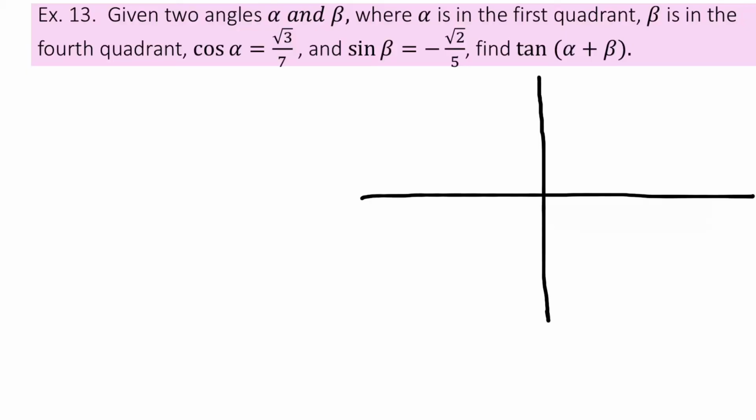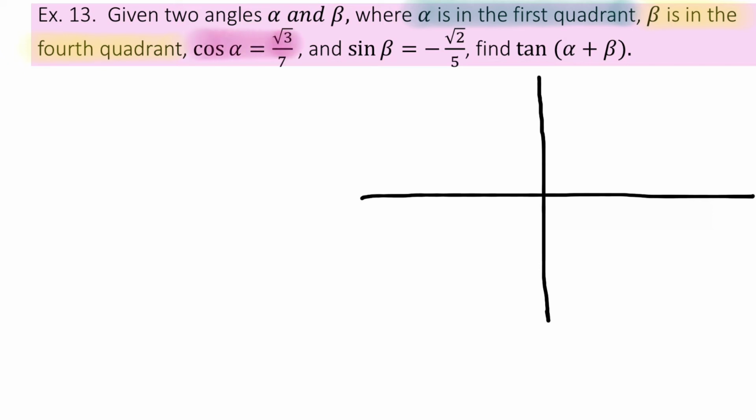So this is the last problem we're going to do here. So these are fun. They have a lot of details. So let's do some highlighting here. So given two angles alpha and beta, where alpha is in the first quadrant, so we know that. Beta is in the fourth quadrant. So I'm going to do each of these in a different color so we can keep it straight.